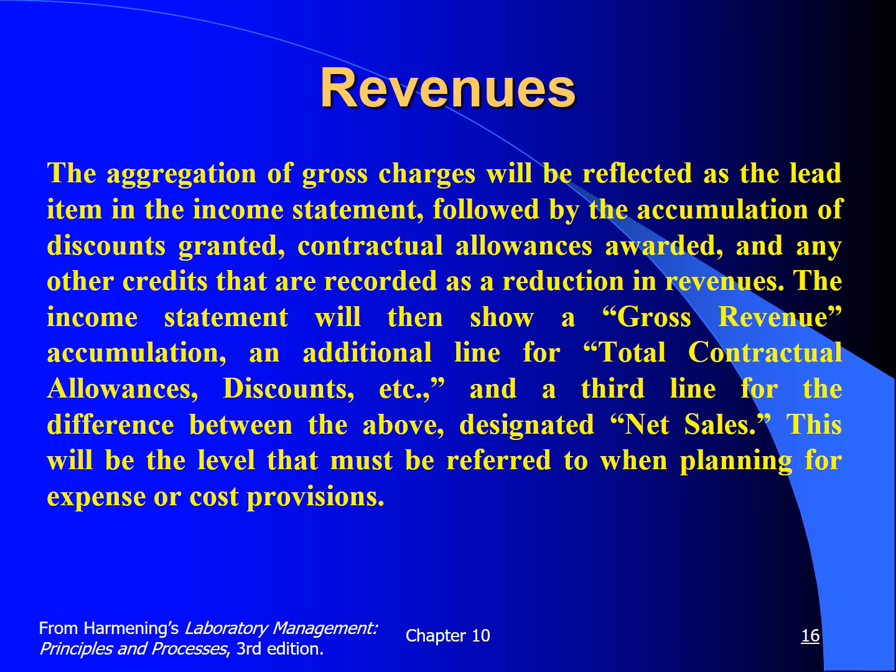The aggregation of gross charges will be reflected as the lead item in the income statement, followed by the accumulation of discounts granted, contractual allowances awarded, and any other credits that are recorded as a reduction in revenues. The income statement will then show a gross revenue accumulation, an additional line for total contractual allowances, discounts, etc., and a third line for the difference between the above, designated net sales. This will be the level that must be referred to when planning for expense or cost provisions.